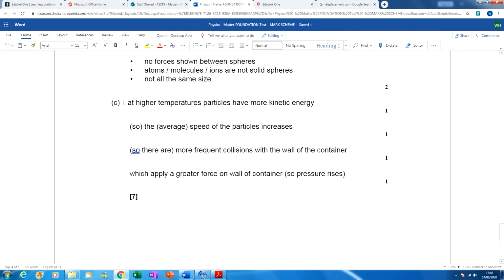So, at higher temperatures, particles have more kinetic energy. Average speed of the particles increases. So there'll be more frequent collisions with the walls of the container, and that applies a greater force on the walls of the container, so the pressure rises.